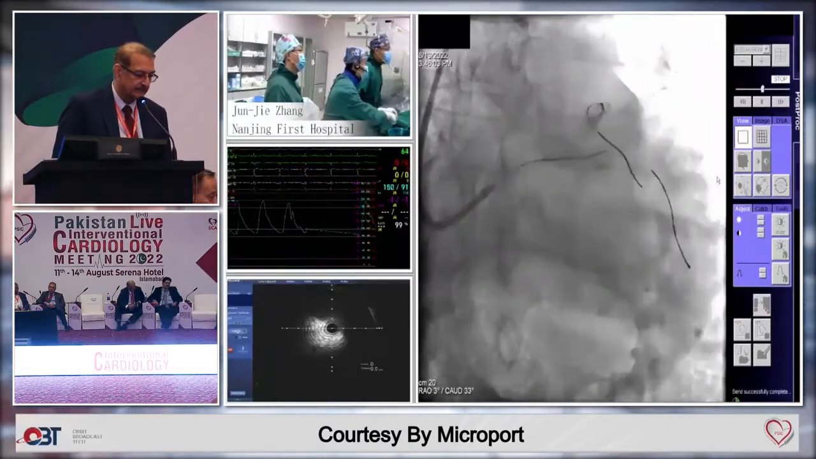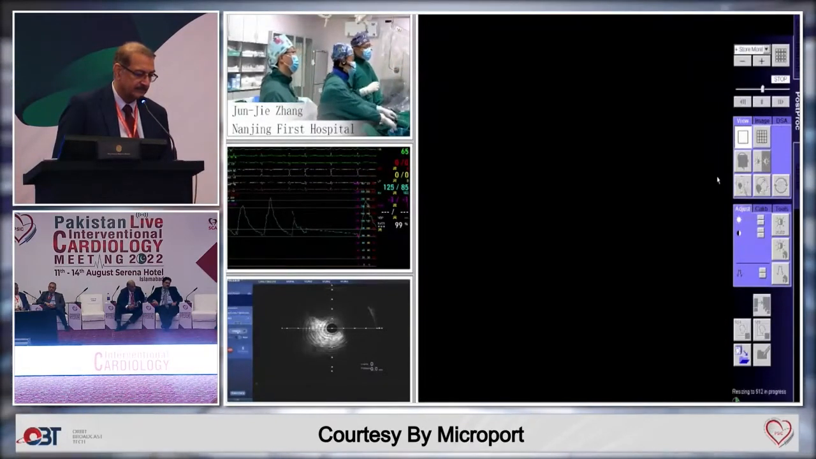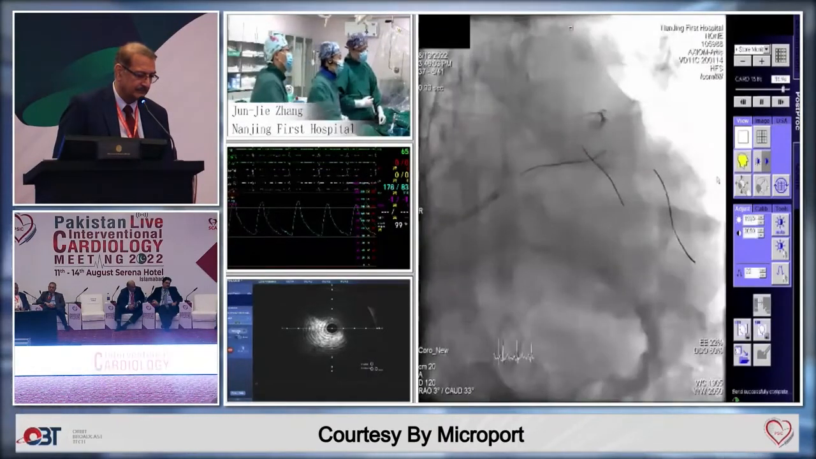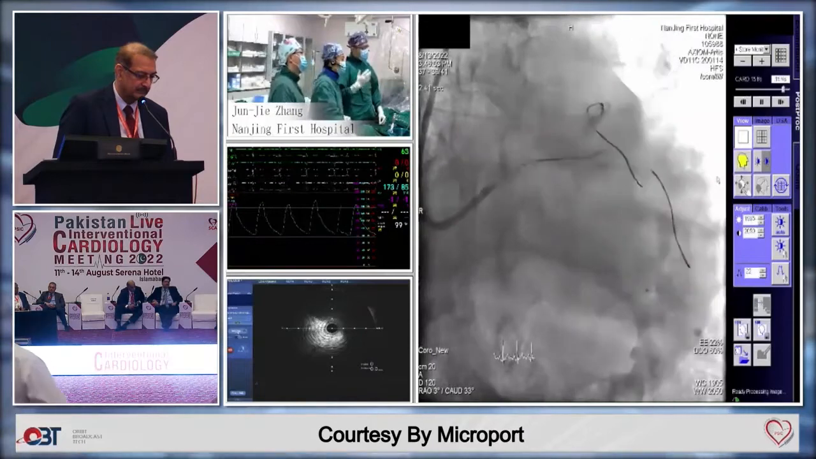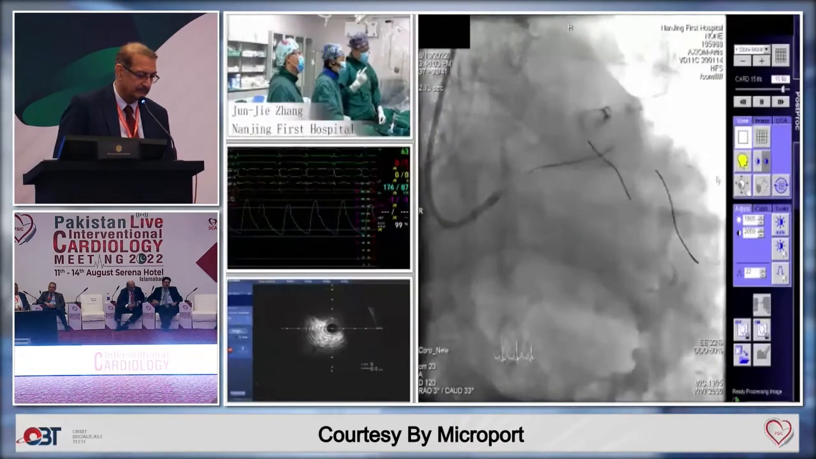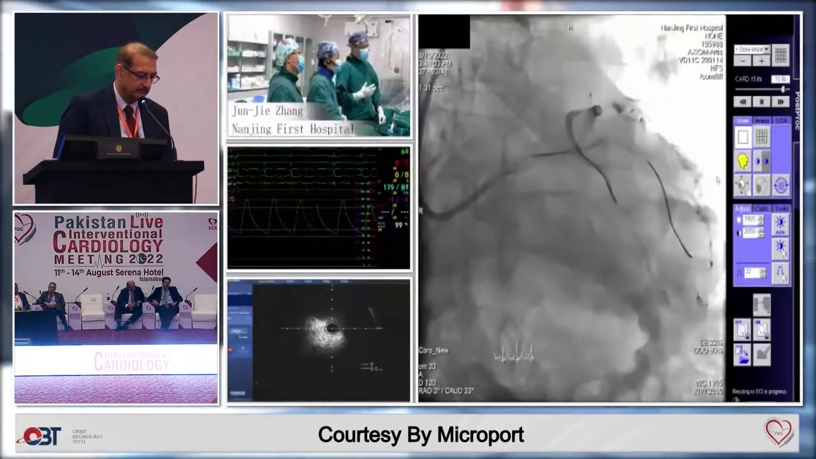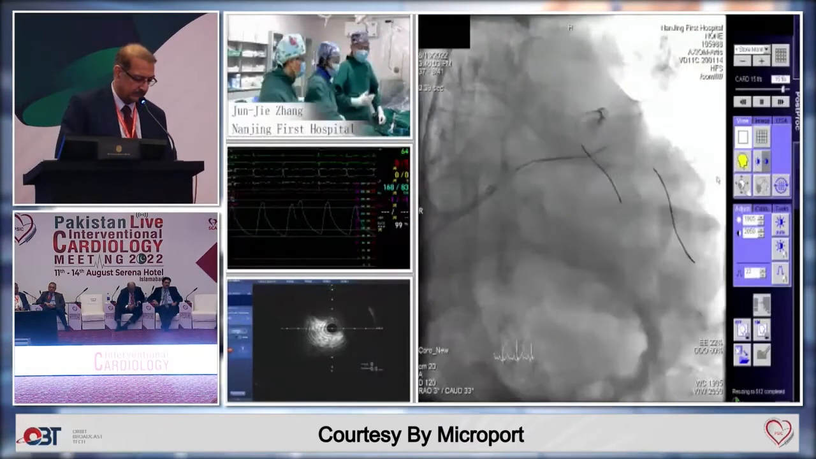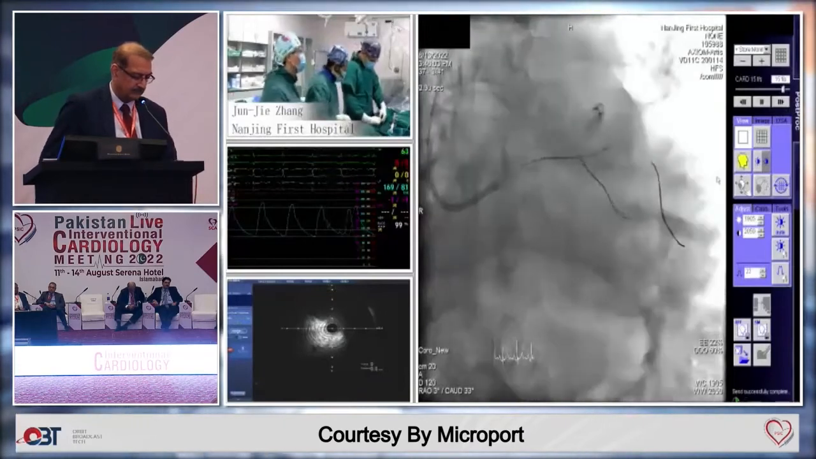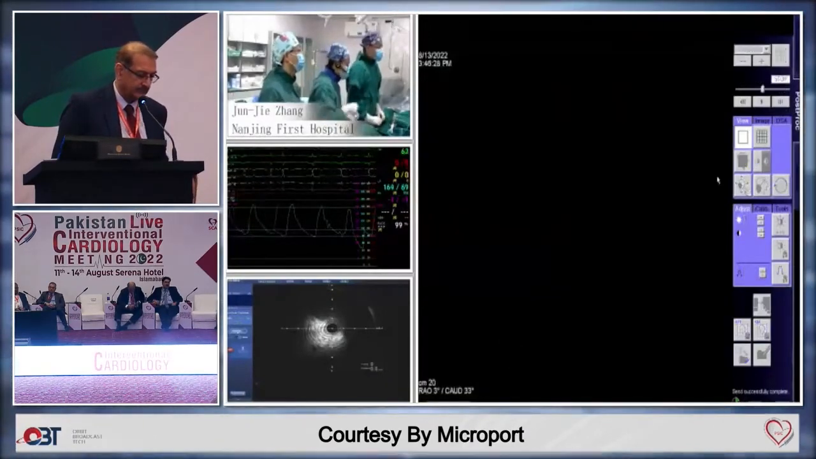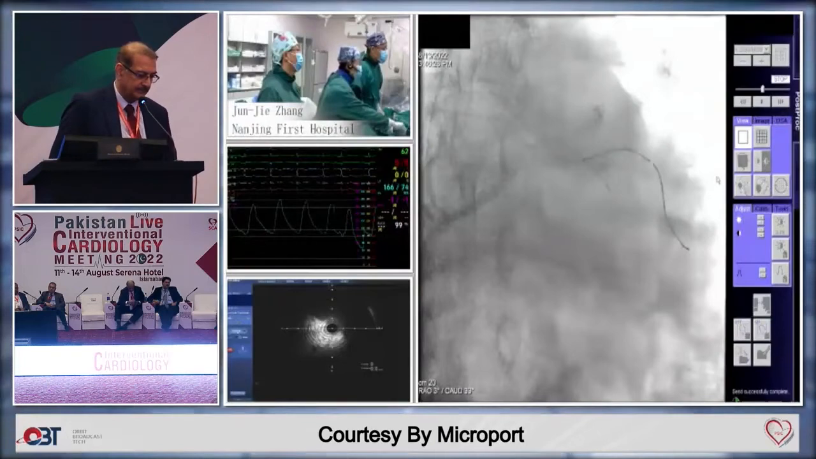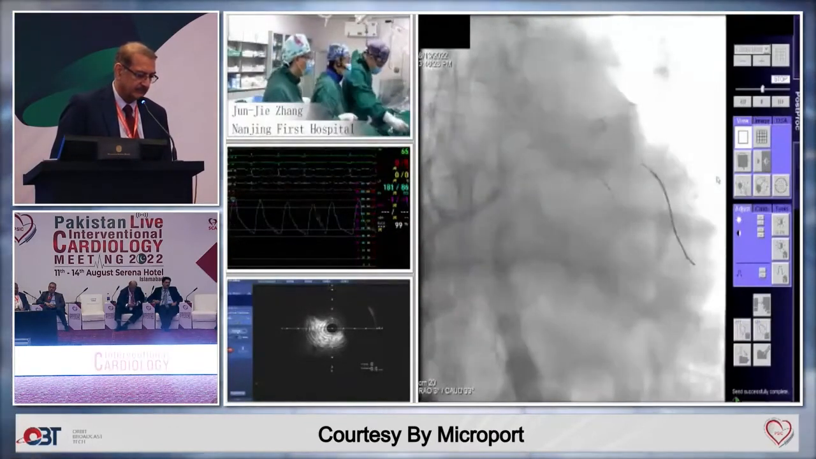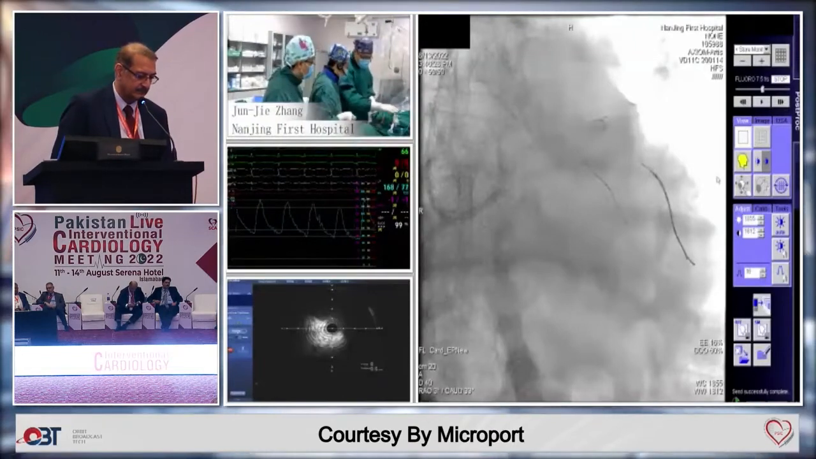At this time, you can see the third wire is just overlapping with the previous jailed wire in the circumflex. From this angiogram view, I think the third wire rewired from the proximal cell, but it's not enough. So I will use IVUS to check the wire position. At this time, I will insert the IVUS into the LAD and pull back to evaluate the wire position.